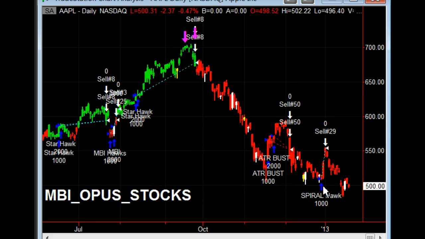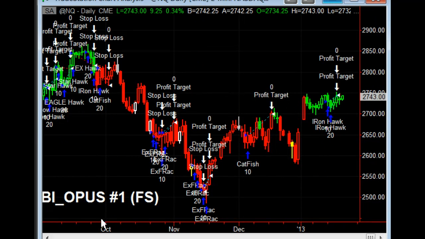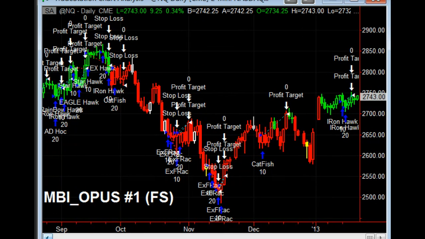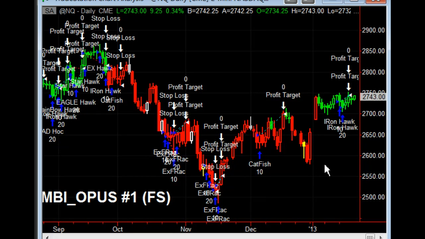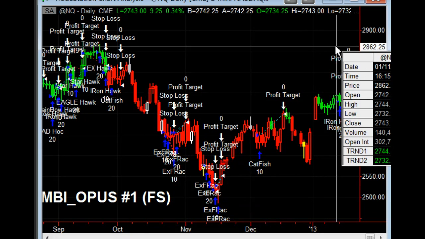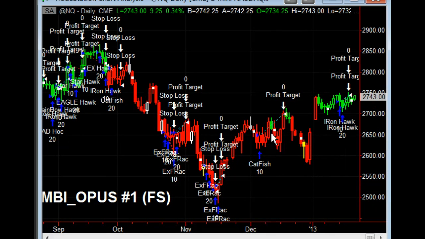Now with also the Power Mo, we're going to have a complete change in all of these, because the added aspect of the power momentum, number 2 in that, is going to allow us to create a whole nother series of setups within the MBI Opus. And so what you're looking at right here happens to be MBI Opus NASDAQ. In fact, the MBI Opus NASDAQ just completed 2 trades from the Iron Hawk. If I slide this over, you can go ahead and see them.